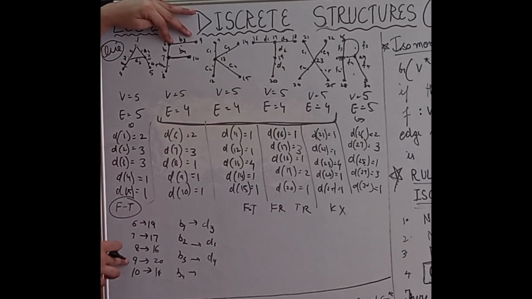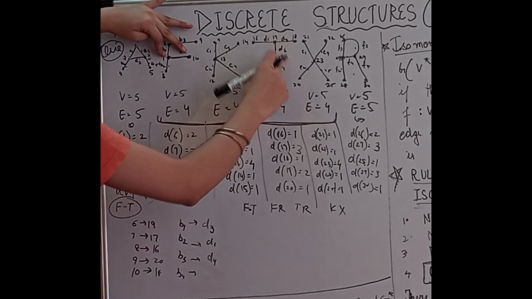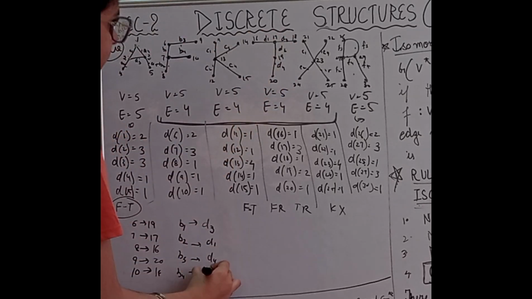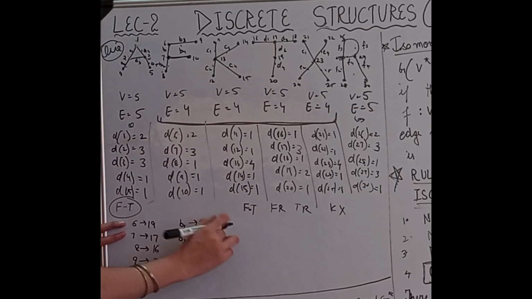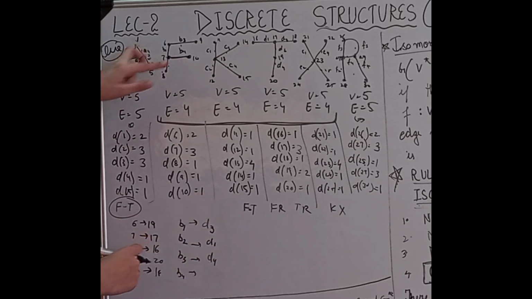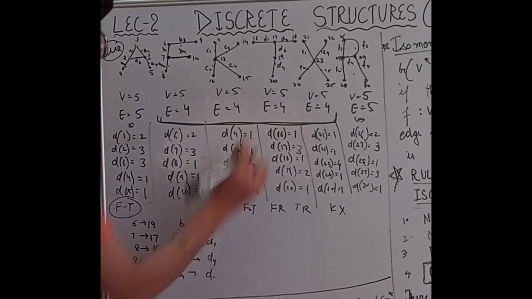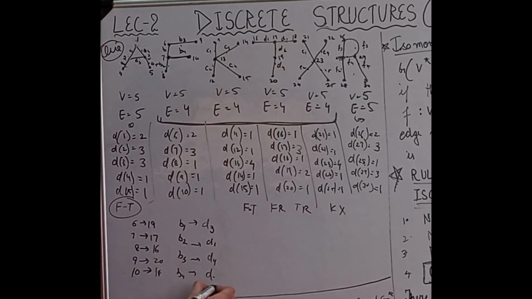And B4, 7 to 9, 17 to 18 means D3. This is also D3, this is also D6. So this will become D3, and B4 is 7 to 10, which means 17 to 18. So here we have D, so it will correspond to D. So we'll find that the F and T pair are isomorphic.